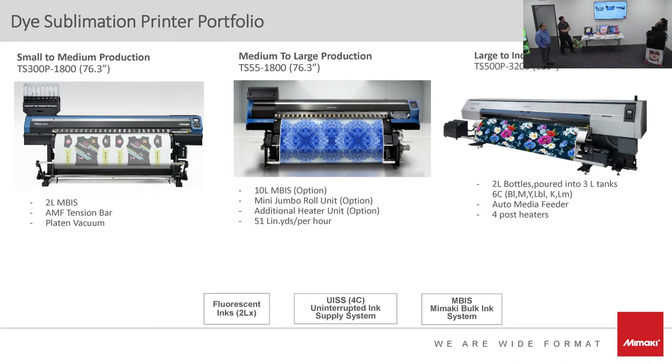And then we have the TS-55, which is a medium to large production printer. It comes with a 10 liter Mimaki bulk ink system. We also offer the mini jumbo roll unit, which you can save about 30% of your costs with this option. We also have the large to industrial production printer, the TS-500P.